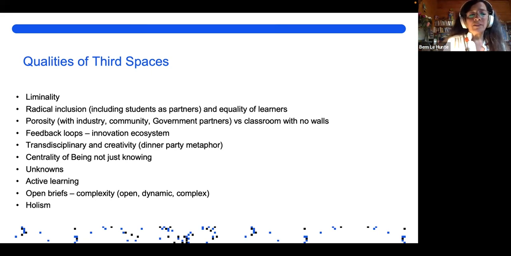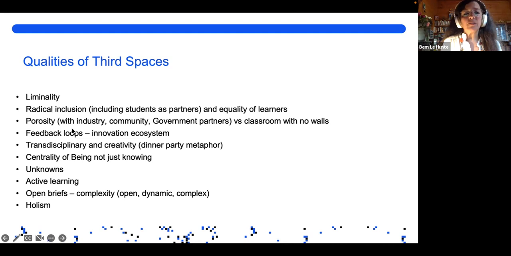For me, third spaces are radically inclusive. So they have students as partners, but there's this real equality of learners. There's been lots written about students learning from industry partners, but what about industry partners learning from students? We have that happening in our classroom and beyond.